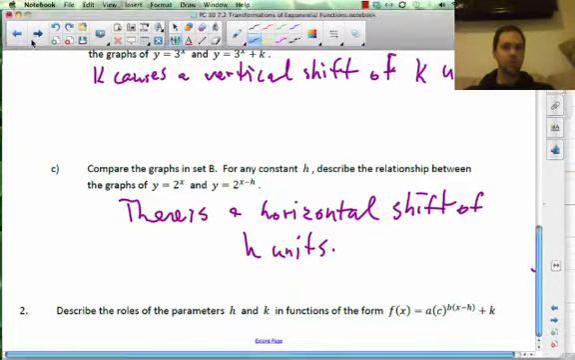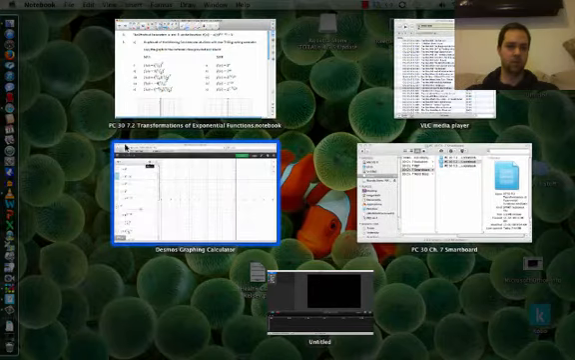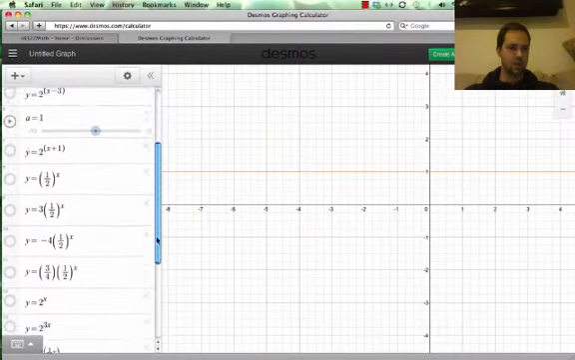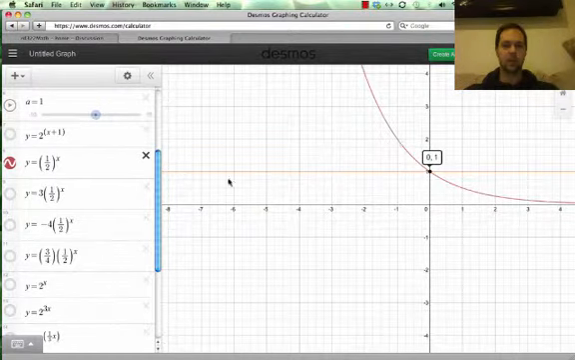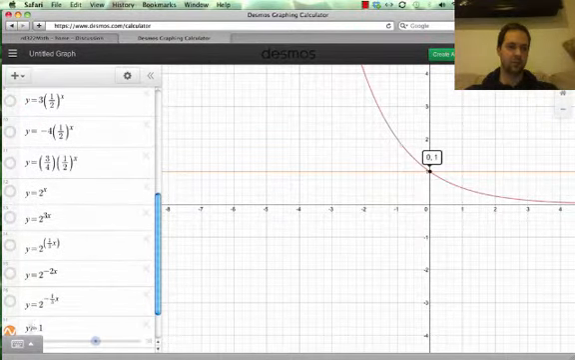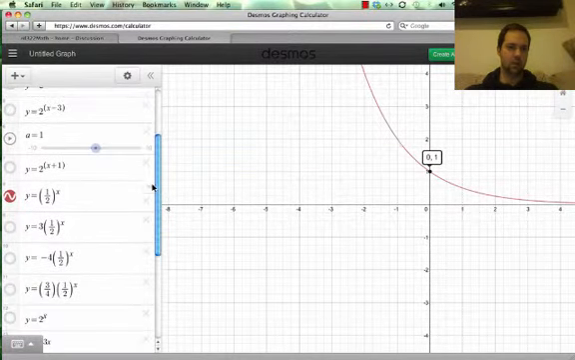Alright, moving on. Now we want to look at the effects of the parameters a and b. Let's start with a, where a is a multiplicative factor in front of your original constant base, c. So let's take a look at how this will affect our graphs. We start with just a regular decay function, y equals 1/2 to the power of x. So c, our constant here, is 1/2.